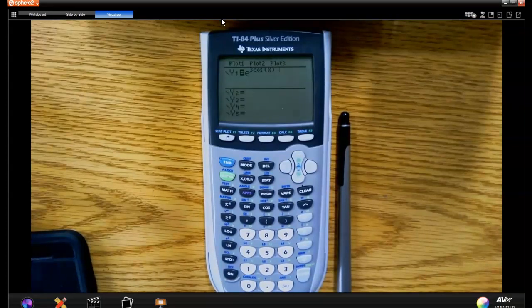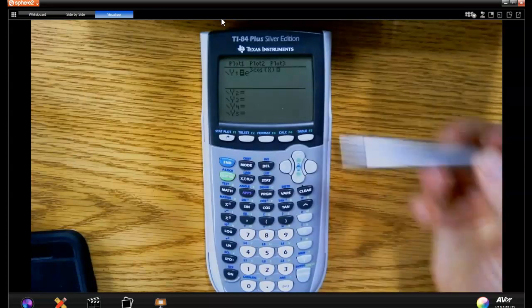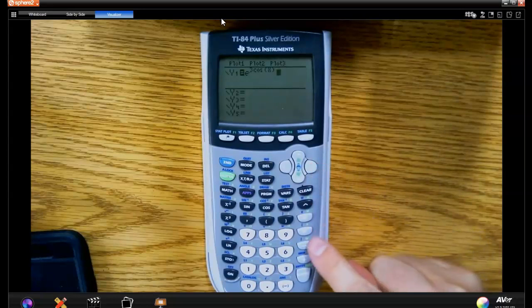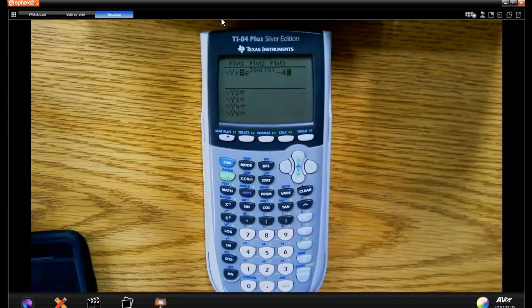You might have just put minus 4. But notice my cursor is still in the exponent. I need to get out of there, because the minus 4 was not a part of the exponent. Okay, so now that I've got that, we can find our distance traveled.